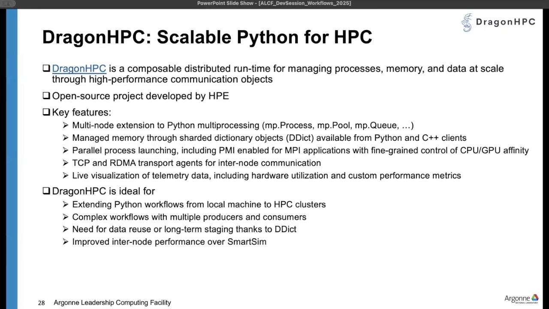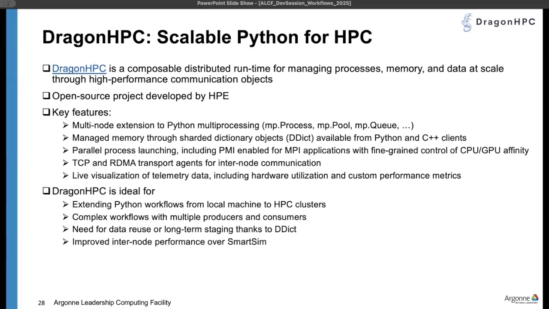And another interesting feature that I won't touch on today is that they do allow visualization of telemetry data, which could be hardware utilization metrics, for example, but also custom performance metrics. And so Dragon HPC, in effect, does allow you to get a live view of how different components of your workflow are performing.